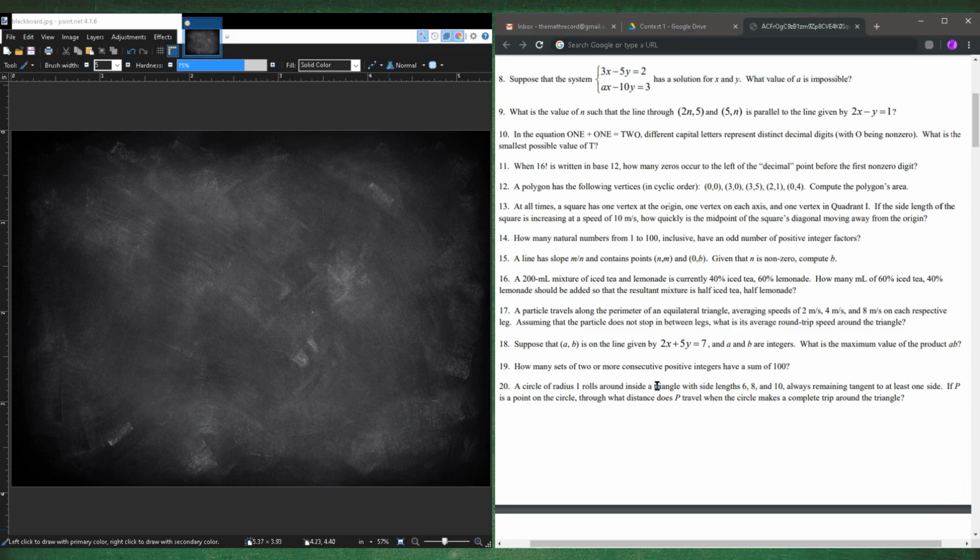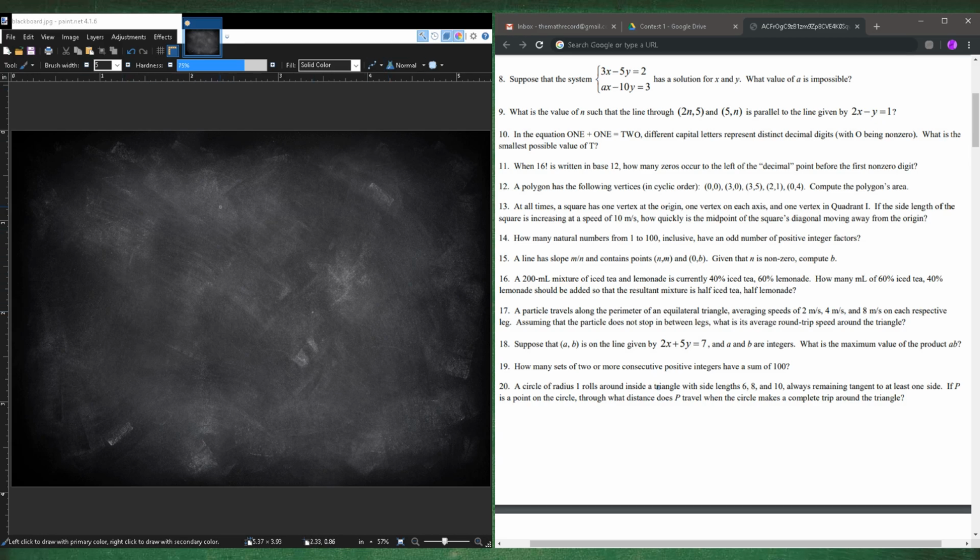Question 17. A particle travels along the perimeter of an equilateral triangle, averaging speeds of 2 meters per second, 4 meters per second, and 8 meters per second on each respective leg. Assume that the particle does not stop in between legs. What is the average speed for a round trip around the triangle?